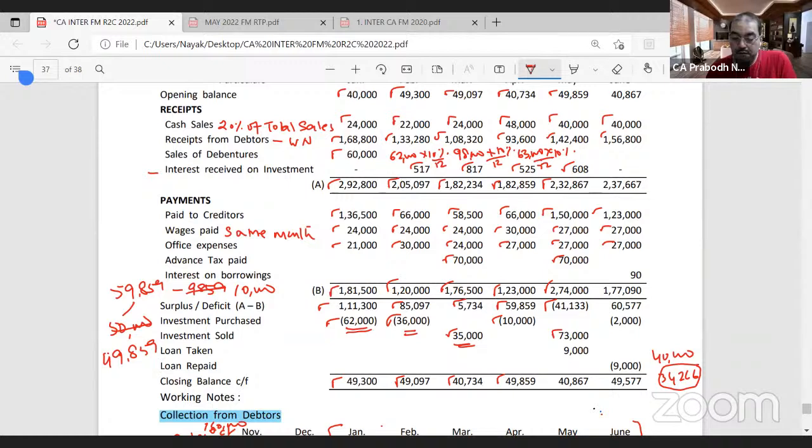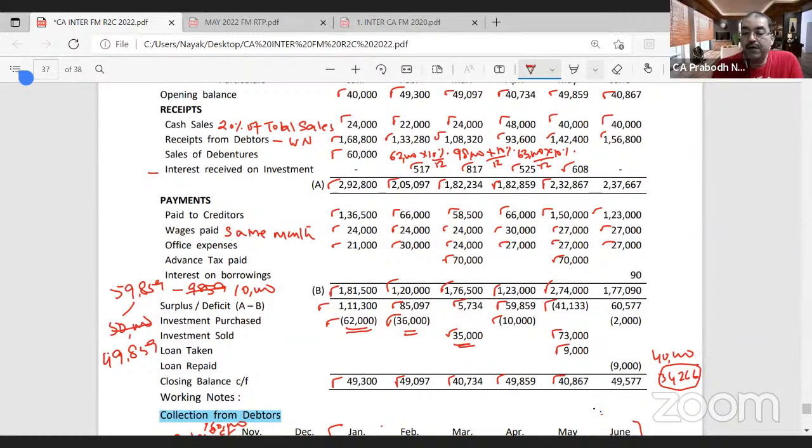81,000 minus 73,000, 8,133 deficit. Okay, so 8,133. I cannot take a loan of 8,133. So what will I do? I take a loan of 9,000. So 9,000 loan is taken, again on the higher side. And I will bring it to 40,000. Okay, so 40,867 comes here.